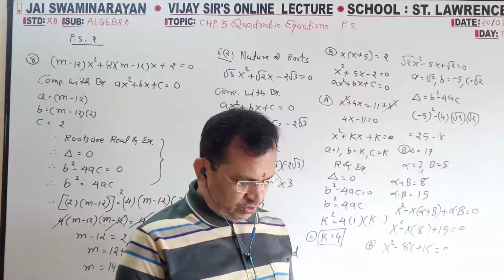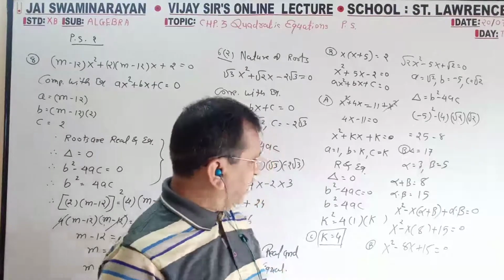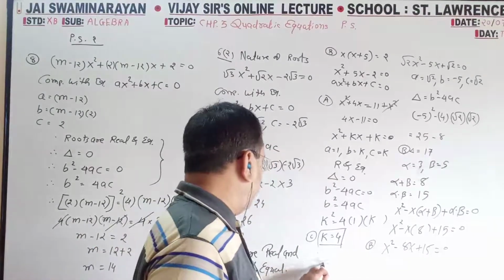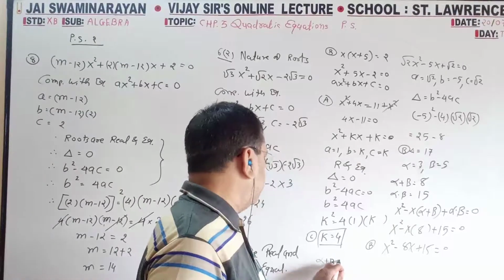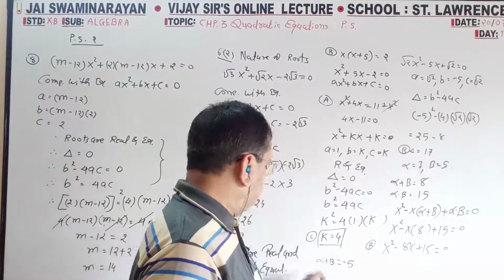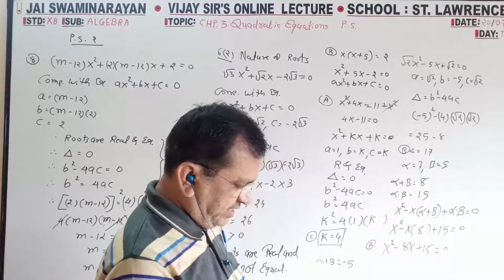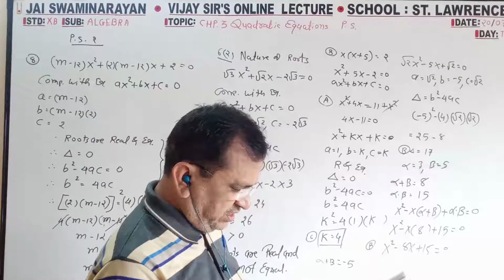Sum of its roots is minus 5. So that is B. If alpha plus beta is minus 5, so that answer you will get in B because it is in plus form.